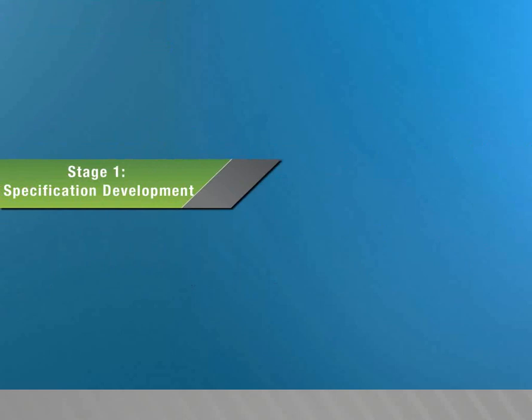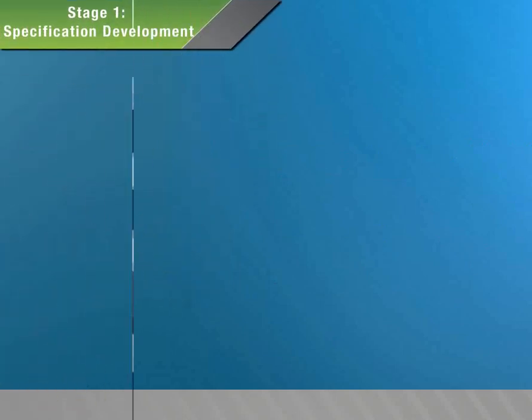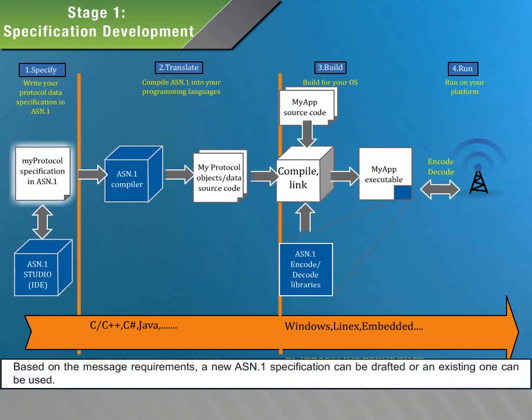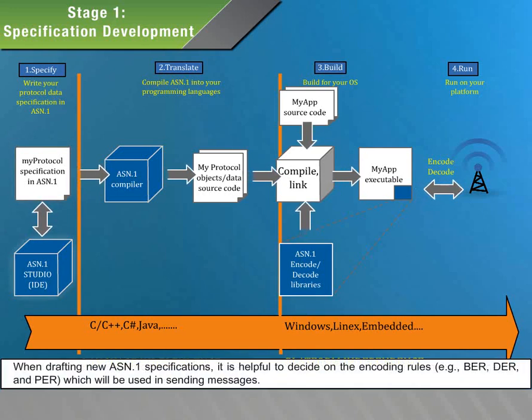Stage 1. Specification development. In the first stage, the application designers have to decide on the types of messages that the final applications will need to send or exchange. Based on the message requirements, a new ASN.1 specification can be drafted or an existing one can be used. When drafting new ASN.1 specifications, it is helpful to decide on the encoding rules, for example, BER, DER, and PER, which will be used in sending messages.